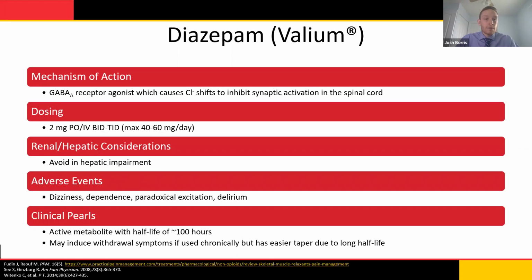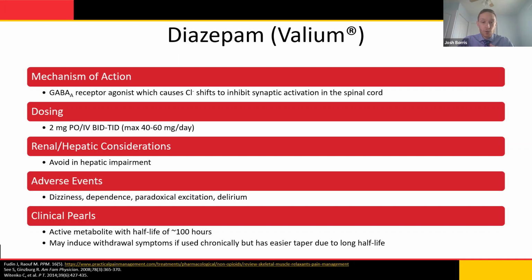So next is moving on to diazepam. This is our GABA agonist. I'm sure all of us are very well aware of benzodiazepines, but it actually causes chloride shifts to inhibit synaptic activation in the spinal cord. With diazepam, the oral medication peaks in about 1 to 1.5 hours, while the IV peaks in about 8 minutes. The oral has a very high bioavailability, so they're 1-to-1 in regards to their dosing strategy. And the duration is thought to last maybe about 12 hours.